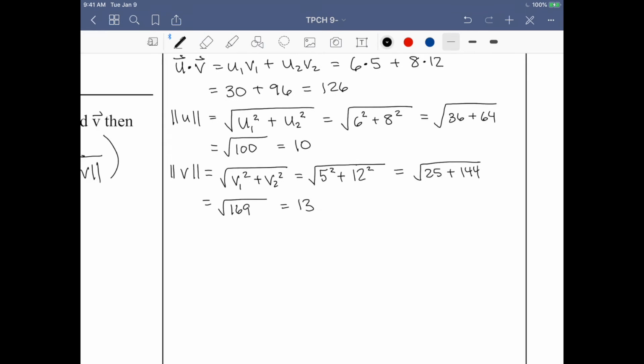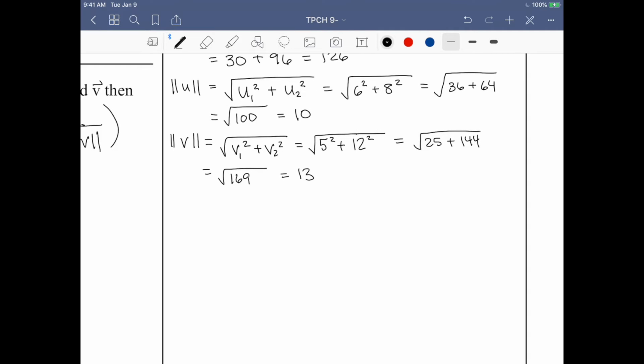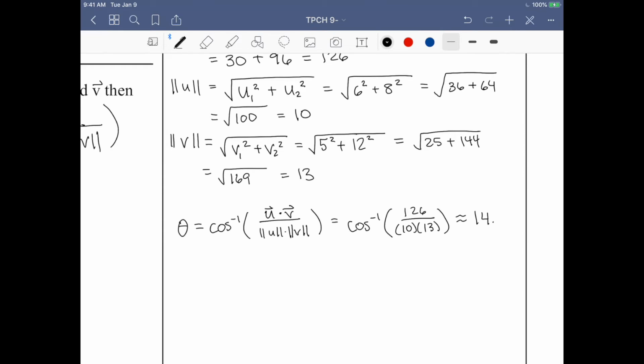Now that I have all of these, I'm going to now find the angle using the dot product. So theta equals inverse cosine of u dot v divided by the magnitude of u times the magnitude of v. So I'm going to plug everything in. So inverse cosine of 126 divided by 10 times 13. When I plug this into my calculator, I get approximately 14.250 degrees.